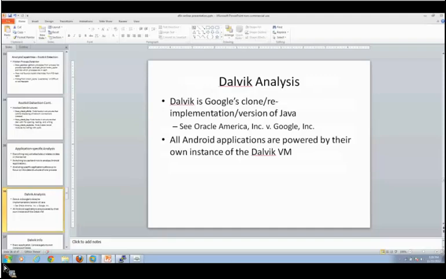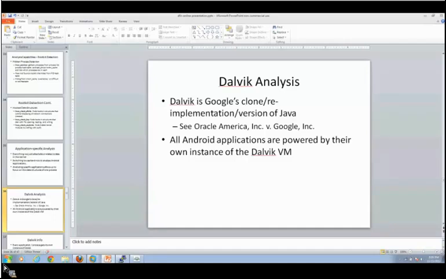And Dalvik is Google's basically a re-implementation or a clone of Java. There are some funny write-ups in the big case when Oracle sued them for basically ripping off Java. It showed an extreme lack of technical skills on the part of the lawyers, which I found humorous. But Dalvik in most cases is basically just a re-implementation of Java. So if you can read Java, if you can develop in Java, you pretty much understand Dalvik.